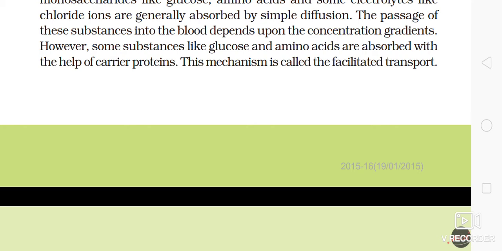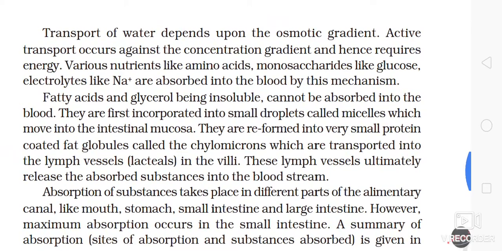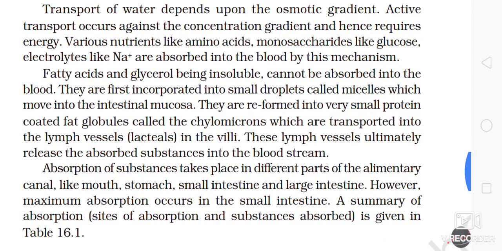However, some substances like glucose and amino acids are absorbed with the help of carrier proteins. This mechanism is called the facilitated transport. Transport of water depends upon the osmotic gradient. Active transport occurs against the concentration gradient and hence requires energy. Various nutrients like amino acids, monosaccharides like glucose, electrolytes like sodium are absorbed into the blood by this mechanism.